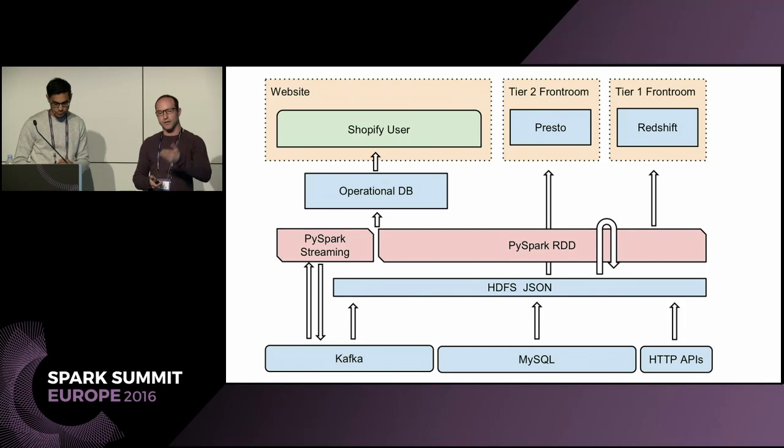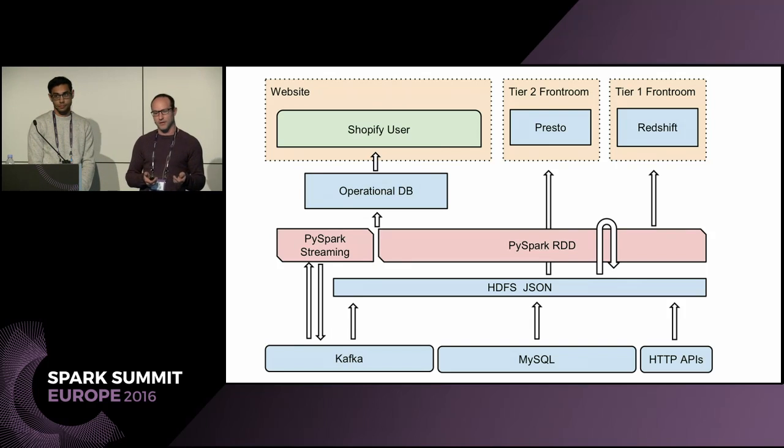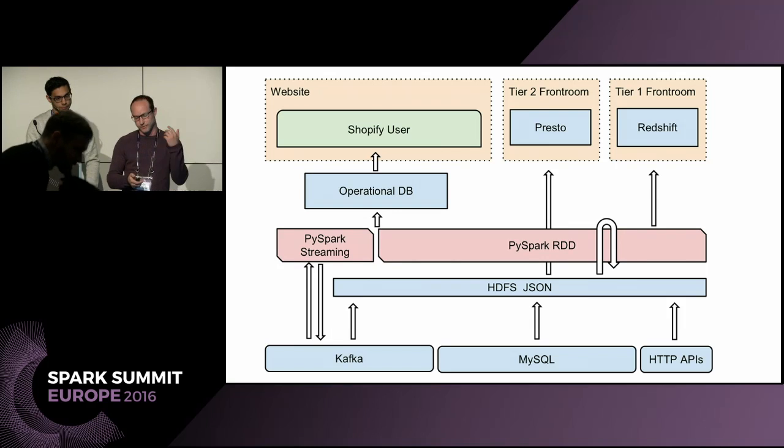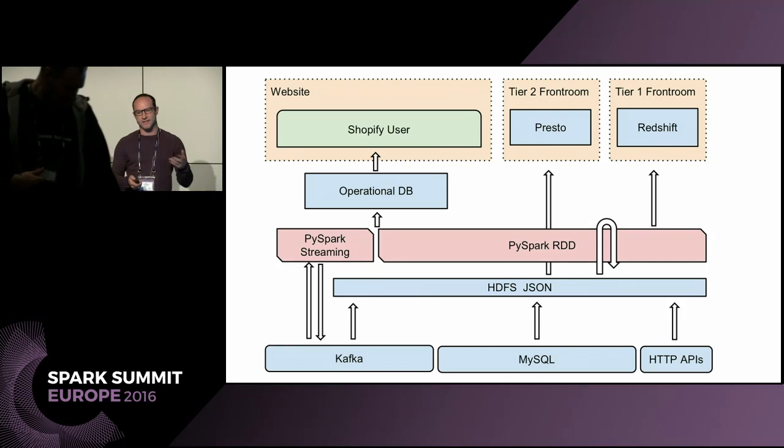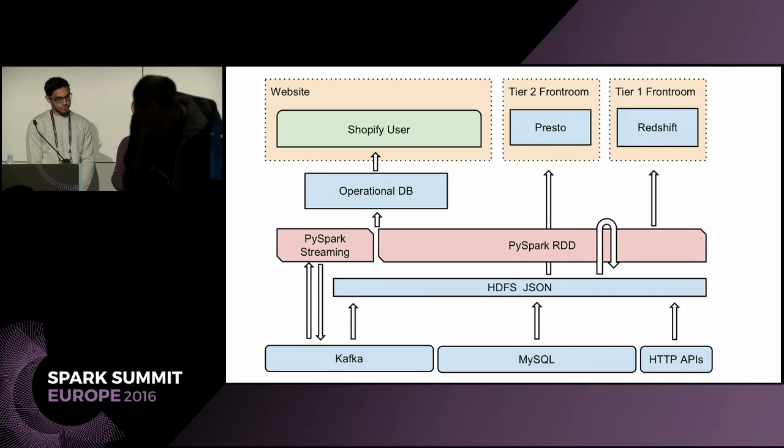Internally, we also have our own data analyst team, and they would end up using Presto to look at the data inside of our data lake to know what to do. Then once the data was nice and clean, our tier 1 front room is Redshift. That's where all of our nice data goes for making important business decisions.